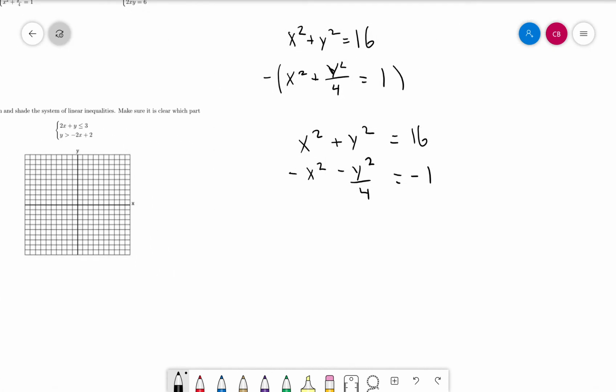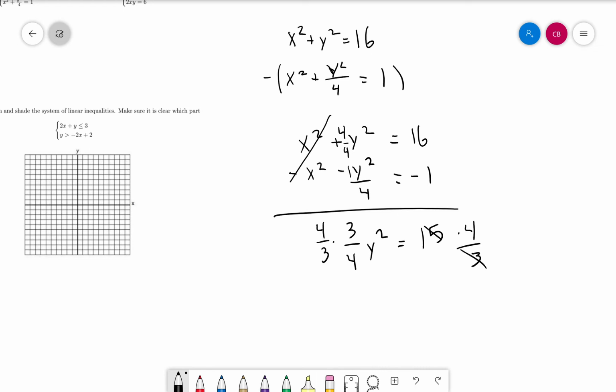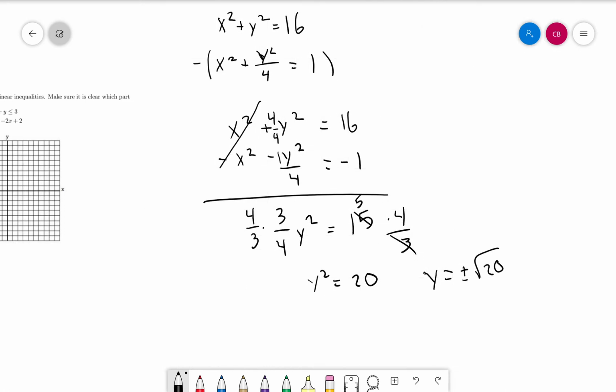Okay, so x squared is eliminated. Remember, this is 4/4 y squared minus 1/4 y squared, which is 3/4 y squared, and it's equal to 15 times 4 over 3. 3 goes into 15 5 times. This is y squared is equal to 20, or y is equal to plus or minus the square root of 20. So I'm going to leave it at that because we're going to square it in the next part anyway.